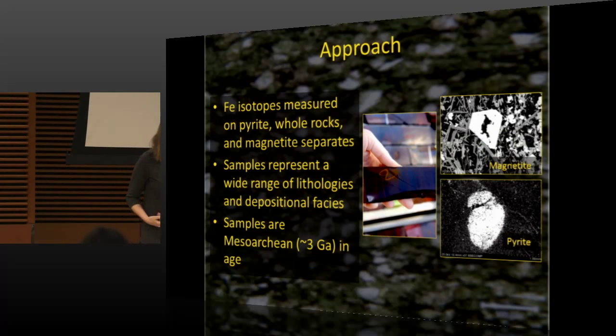So for my study, I did iron isotopes on whole rock samples, microgranular pyrite, and magnetite separates. These samples come from the Mesoarchean Witwatersrand Supergroup, and they represent a wide range of lithologies and depositional facies. So where is the Witwatersrand?